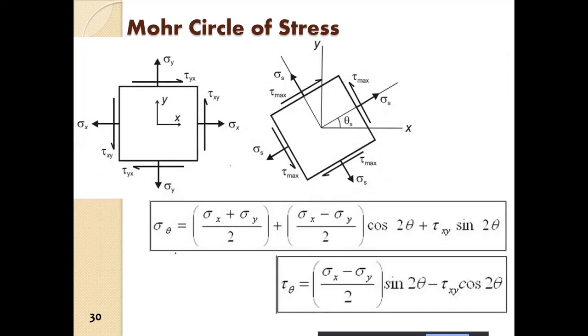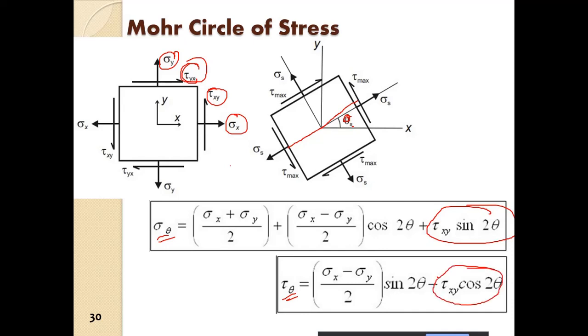Alright, if there is a shear stress on the planes, then on a plane inclined at an angle theta, we have normal stress and we have shear stress. If this is 0, this will be the major principal plane and minor principal plane. So in that case, this will become 0, and this will become 0.